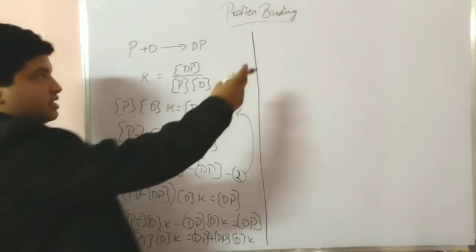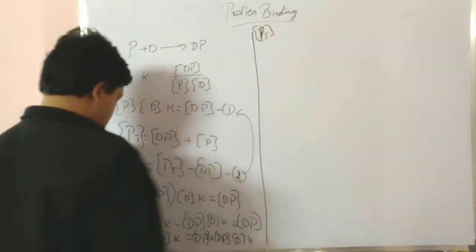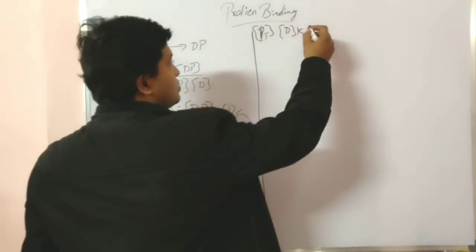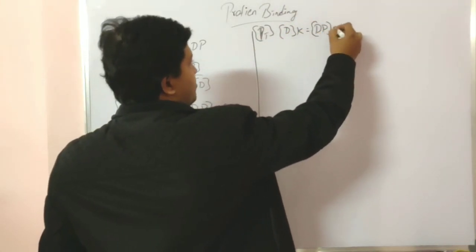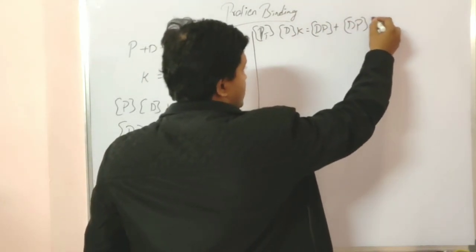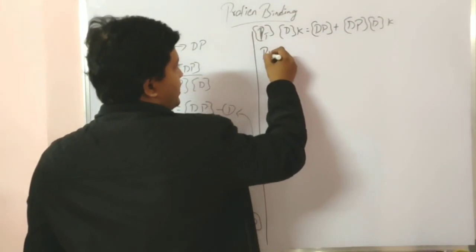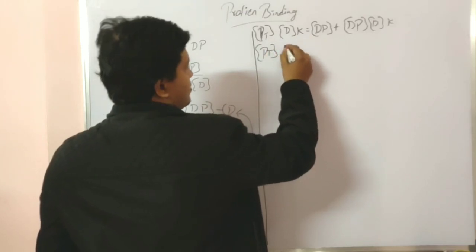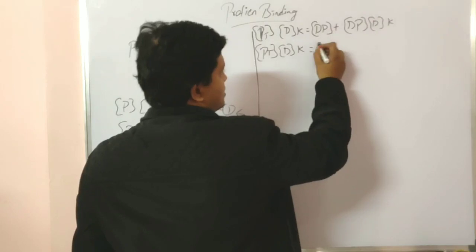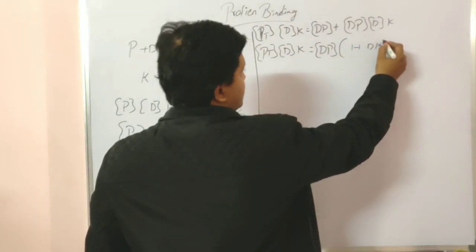What will you get? I will write this equation once again. Total protein concentration, drug concentration, stability constant is equal to bound protein plus drug plus stability constant. Dp is common here, take it out. What will you get? If I take Dp out as a common, I get 1 plus D and K.